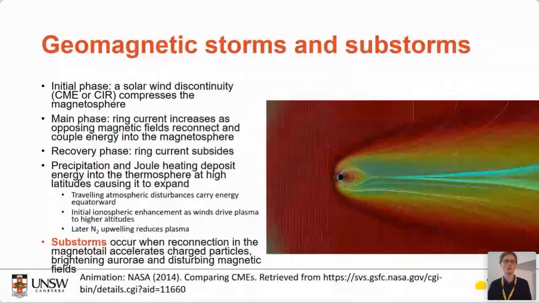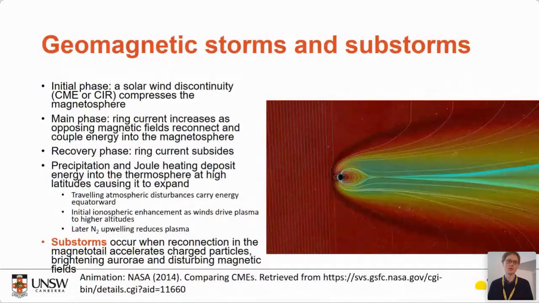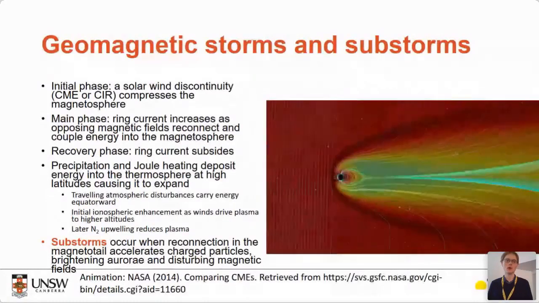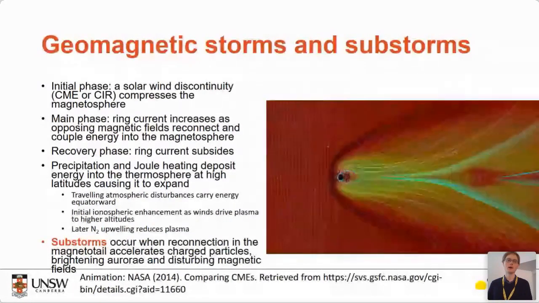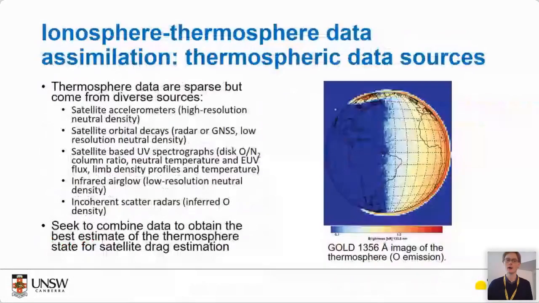There are also substorms, which occur due to reconnection in the magnetotail, which accelerates charged particles, causing the aurora to brighten and disturbing magnetic fields at higher latitudes. Moving on to some of my research, I'm interested in trying to predict, to forecast the state of the ionosphere-thermosphere system in order to better predict drag on satellites.